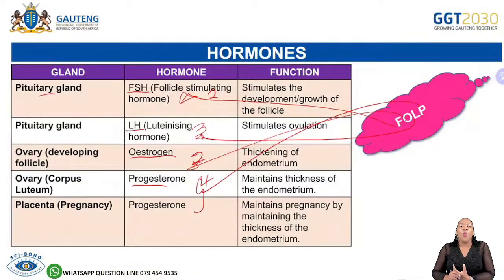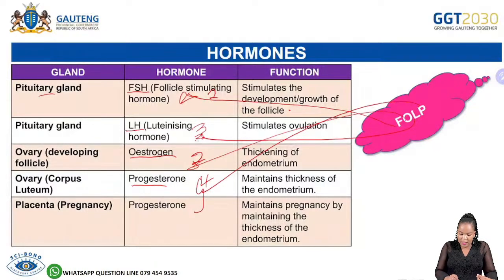Then you need to know what are the functions of these hormones. Follicle stimulating hormone, the name says it all. It stimulates the development or the growth of the follicle. Where? You just saw in the ovaries where you find the follicles. So this process will be happening where? In the ovaries. That is, the follicles, they need to be stimulated to develop.